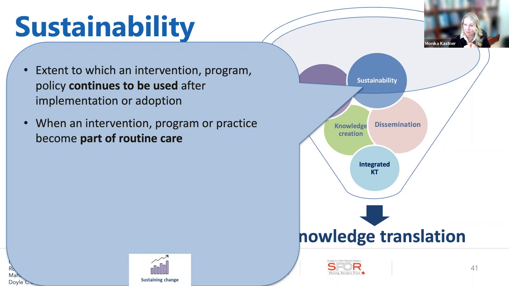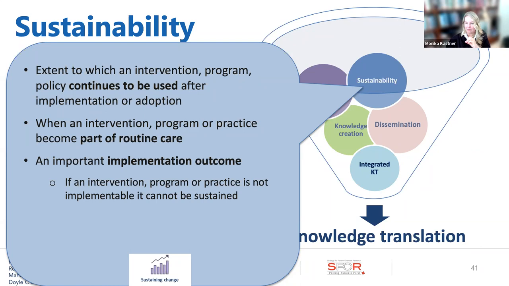It means that now this can go on without having to worry about resource challenges, whatever the challenges may be to sustainability. This is what we're trying to aim for in sustainability. It's a very important implementation outcome, and I'm going to describe that in a minute, because we know that if the intervention is not implementable, it cannot be sustained. So it's very important, and it goes the other way as well.